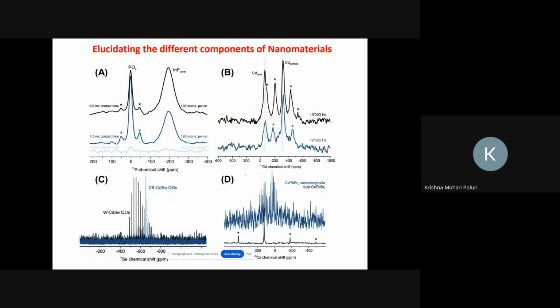Similarly, suppose you have cadmium selenium quantum dots in different Wurtzite and other conformations. Whether you have the same crystallinity and conformation or not, you can see. So this is the Wurtzite conformation. This is another conformation. This is cadmium NMR spectroscopy. Similarly, you can do cesium spectroscopy, whether cesium is in a bulk or in a nanocomposite. So you can tell whether it is a bulk or nanocomposite.